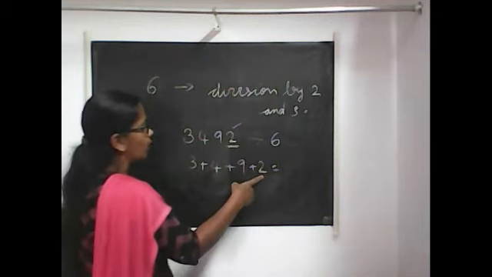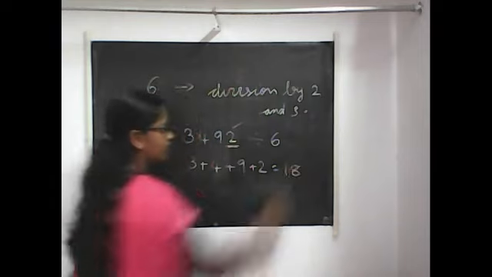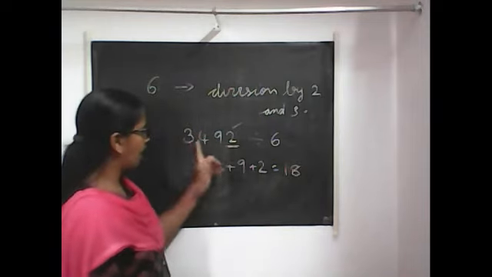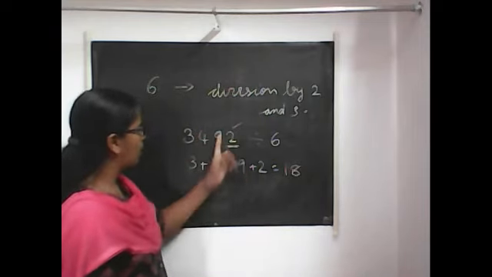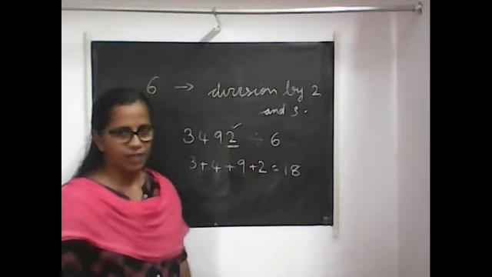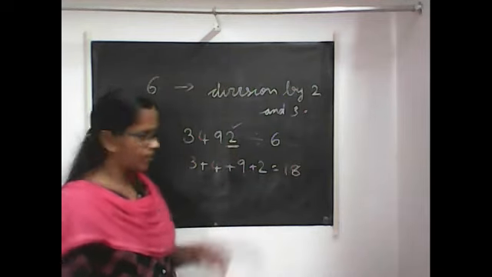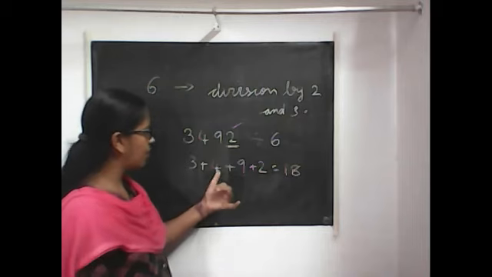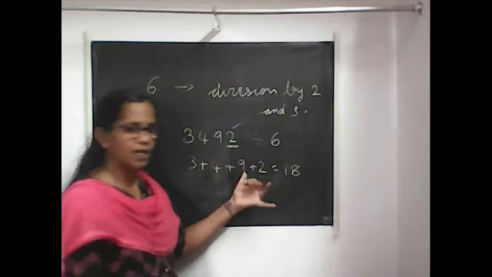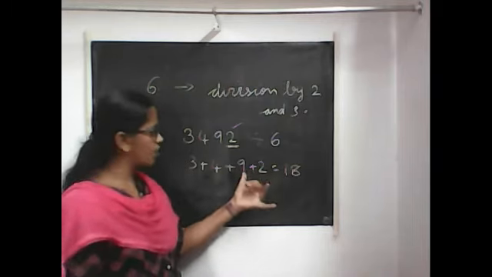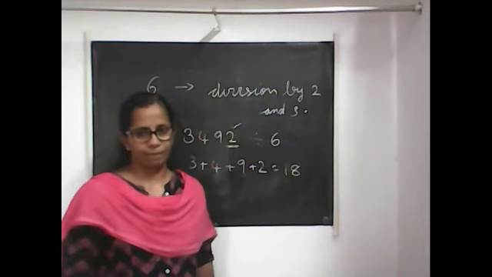16 plus 2 is 18. Once again, add the digits: 3, 4, 9, 2. These are the digits of the given number. You have to add it. 3 plus 4 is 7. 7 plus 9 is 16. 16 plus 2 is 18.